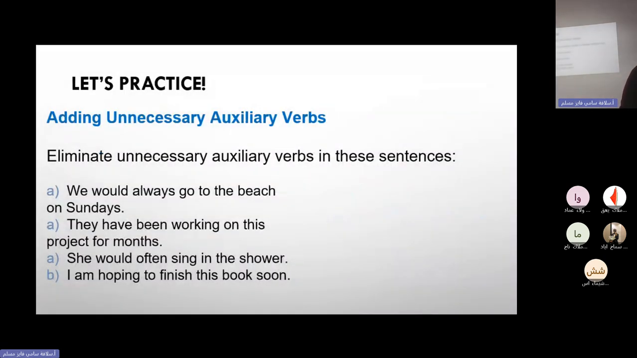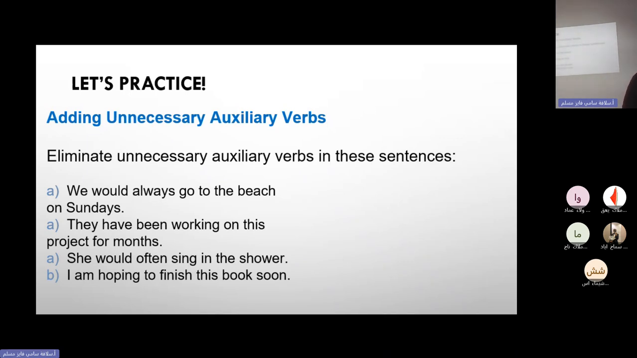The last exercise we are doing: eliminate unnecessary auxiliary verbs. شو هن الauxiliary verbs؟ الhelping verb. to be, to have, to do, could, should, would, المودلز. اوكي؟ احذفوا الاشياء المودلز او الاوكسيلياري verbs اللي مش ضروريه.